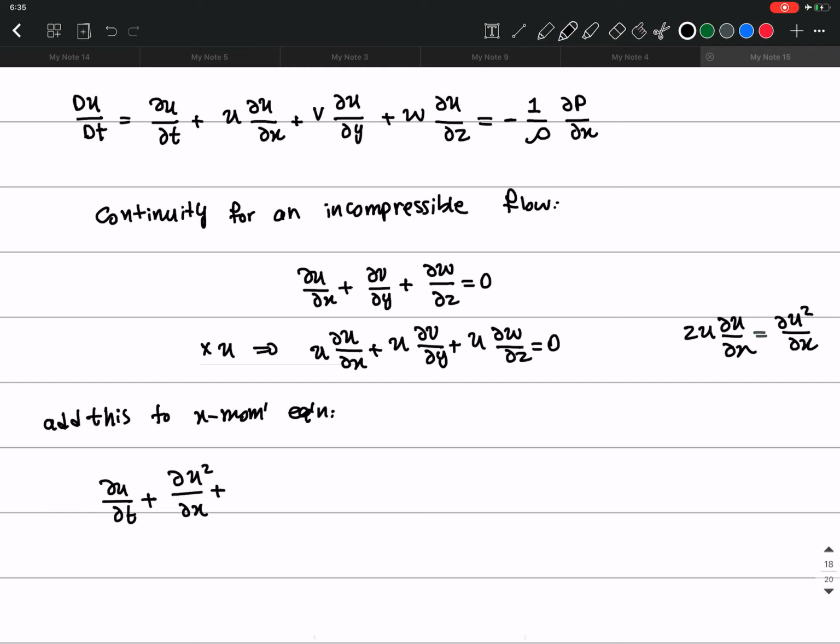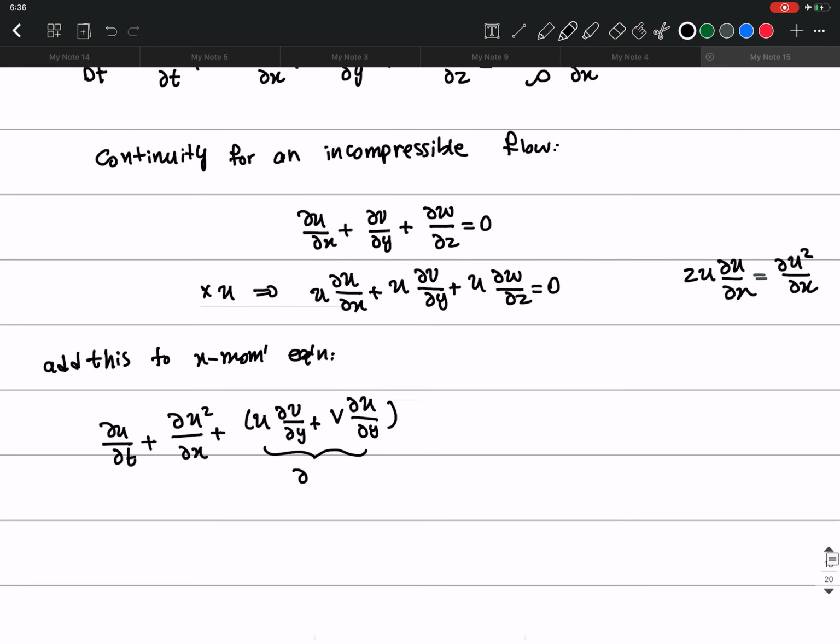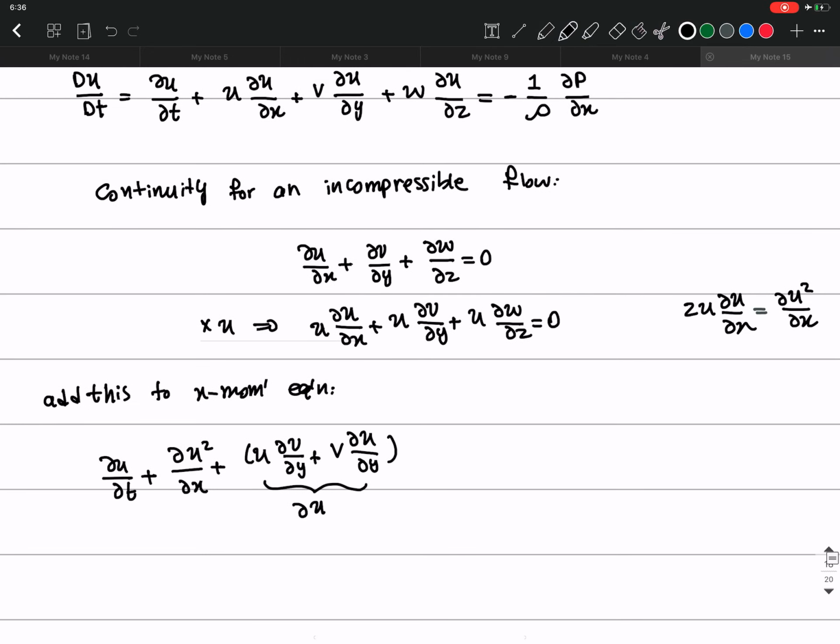And then we have u partial v over partial y plus v partial u over partial y. So this means we have partial uv over partial y. Again, you can take the derivative of this and make sure this is consistent. And similarly, for this second term, we're going to have partial uw over partial z equals to minus 1 over rho partial p over partial x.